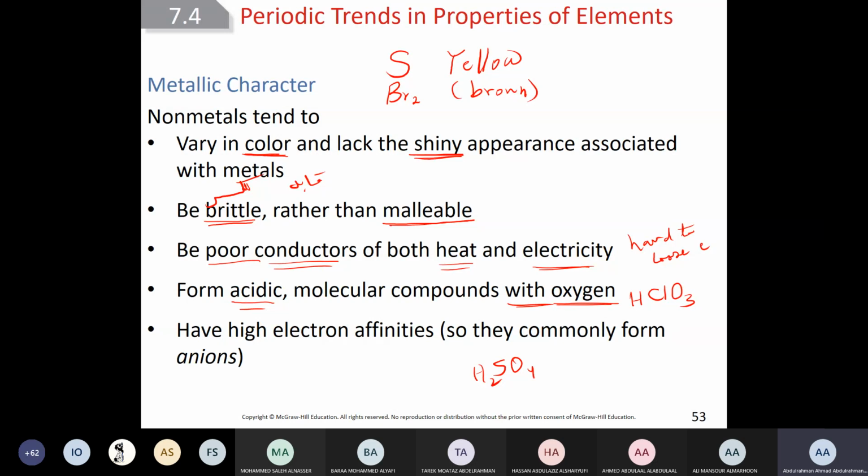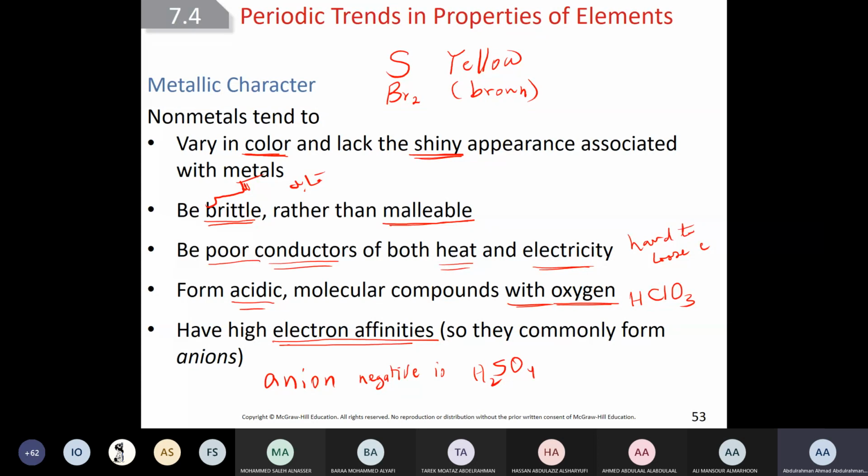Okay. Non-metals usually have high electron affinity. Why is that? Z effective. Yes, Z effective is high. Very good. What else? Because they like to add electrons. They like to take electrons. They like to make what type of ion? I mean anion, not cation. What's the meaning of anion? Take electrons. Negative ion.